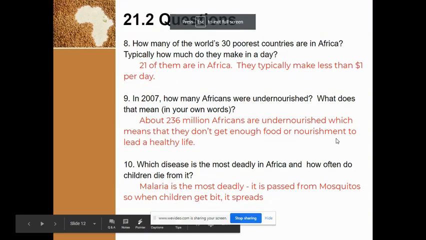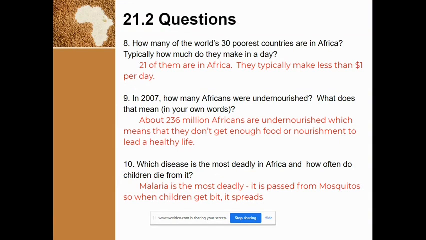We will continue with our questions now. Question 8, how many of the world's 30 poorest countries are in Africa? Typically, how much do they make in a day? 21 out of the 30 poorest countries are in Africa. They typically make less than $1 a day.